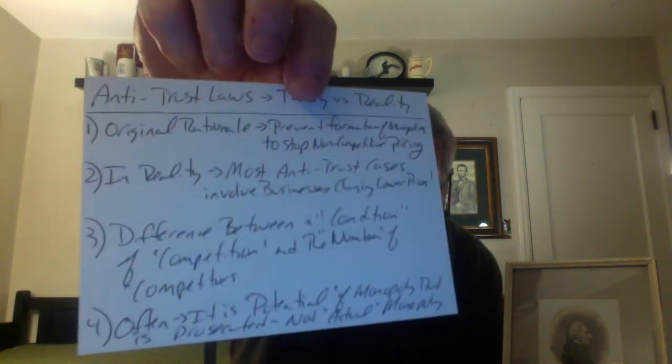So Sol would basically say, hey, you've got to wait for a case to actually be real, as opposed to just being worried that potentially Microsoft might engage in monopolistic behavior. So again, there's a difference between a condition of competition and the number of competitors. And often it is potential of a monopoly that is prosecuted and not the actual monopoly itself. And so this is a big, big problem for antitrust laws.